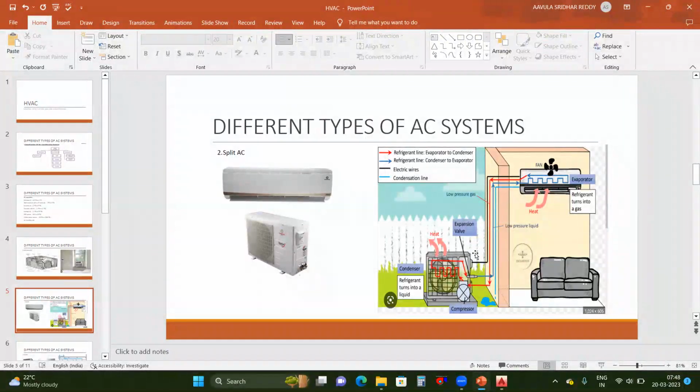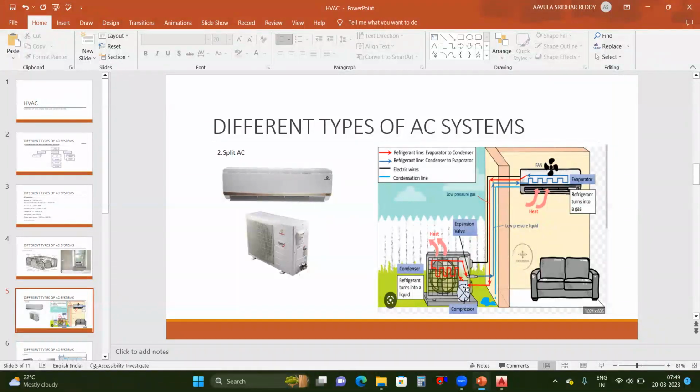Okay. And electrical wires. So always electrical wires is required in between these two units and also the condensation line. Condensation line nothing but the drain. So you can see we are dropping the drain pipe at the bottom of this room. Okay, so the droplets of the water will be thrown here. So always there should be a drain connection for every air conditioning equipment.